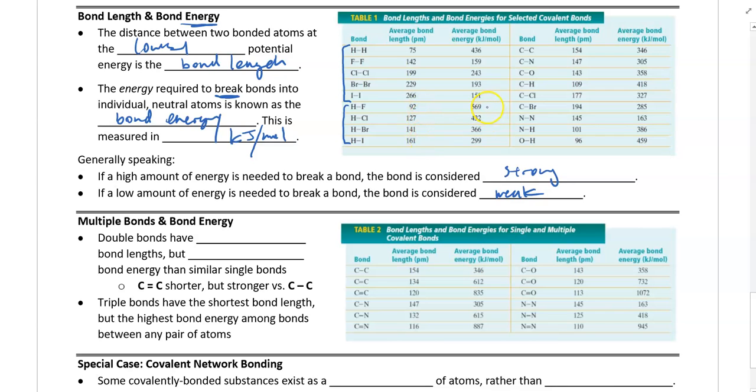What happens to your bond energy? Well, the bond energy goes down, meaning when you have high bond energy, that means the attraction is really strong. When you have low bond energy, that means the attraction is really weak. So basically, the bigger the bond length, the weaker the bond.